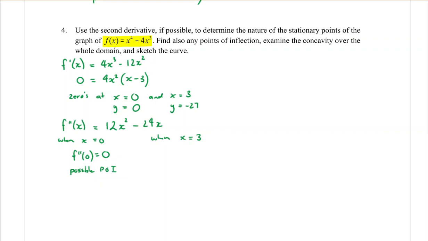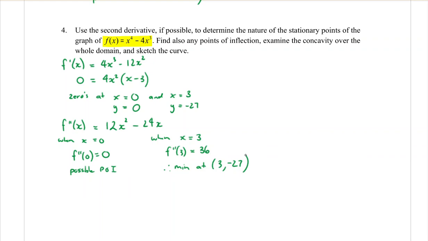For the other one, f double dash of 3. Subbing 3 into here, 12 times 3 squared minus 24 times 3 gives, anyone done it? 36, good job. Because that is a positive number, meaning greater than 0, that is where the curve is concave up, meaning that point is down the bottom being a minimum. So that means it's a minimum point at x equals 3, y equals minus 27, the y value that we found earlier, not the value of the second derivative.